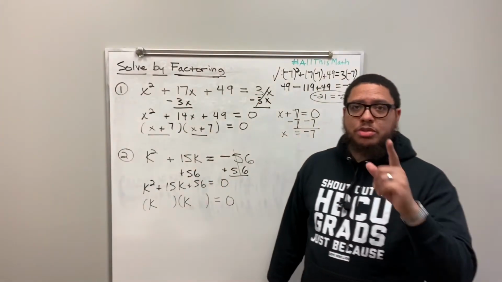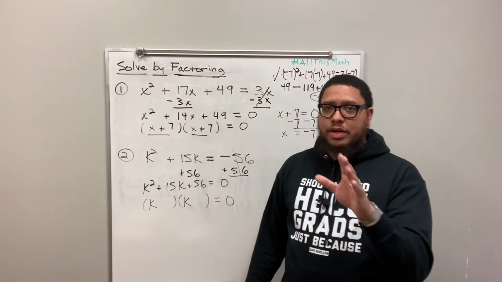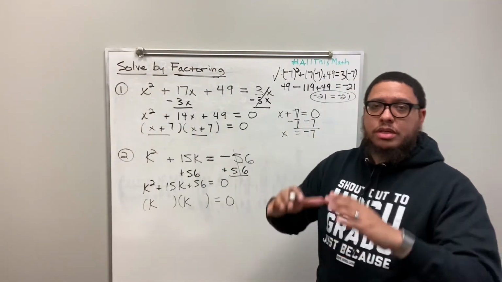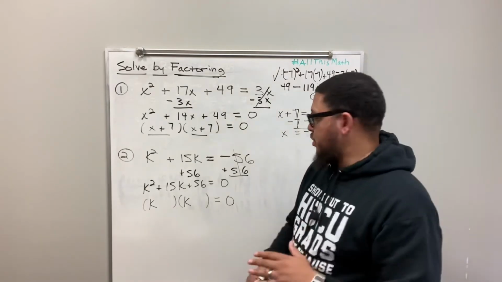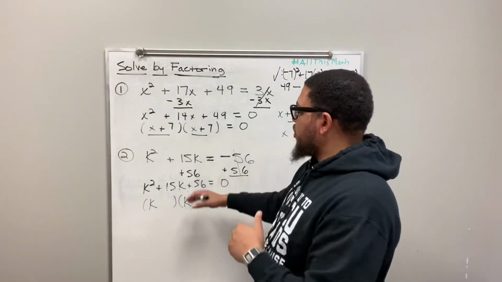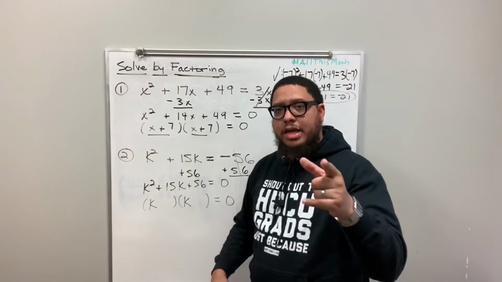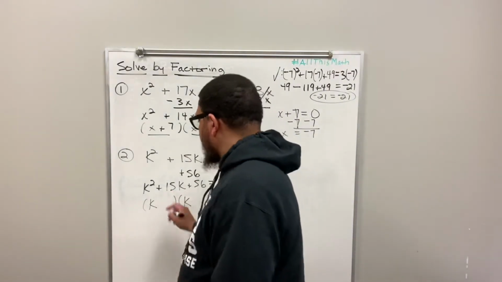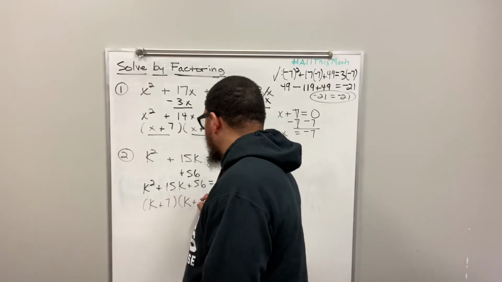You need to know your multiplication facts. I can't stress that enough. In order to do this type of work, you need to have the fundamentals down. You need to know your multiplication facts. All right? The factors of 56 that work here are 7 and 8, because 7 times 8 is 56, and 7 plus 8 is 15. So I'm going to put the 7 right here, and I'm going to put the 8 right here.